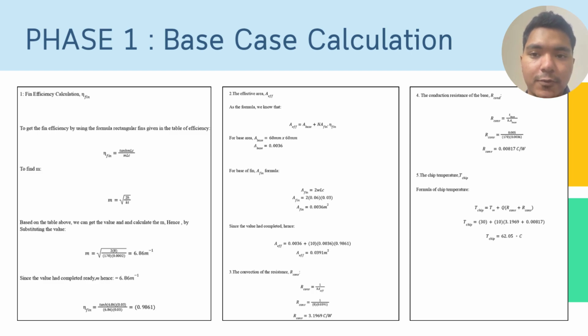First, we need to find the fin efficiency. Next, we need to find the effective area. And then the convection resistance. After that, we need to find the conduction resistance of the base. And lastly, we need to find the chip temperature.